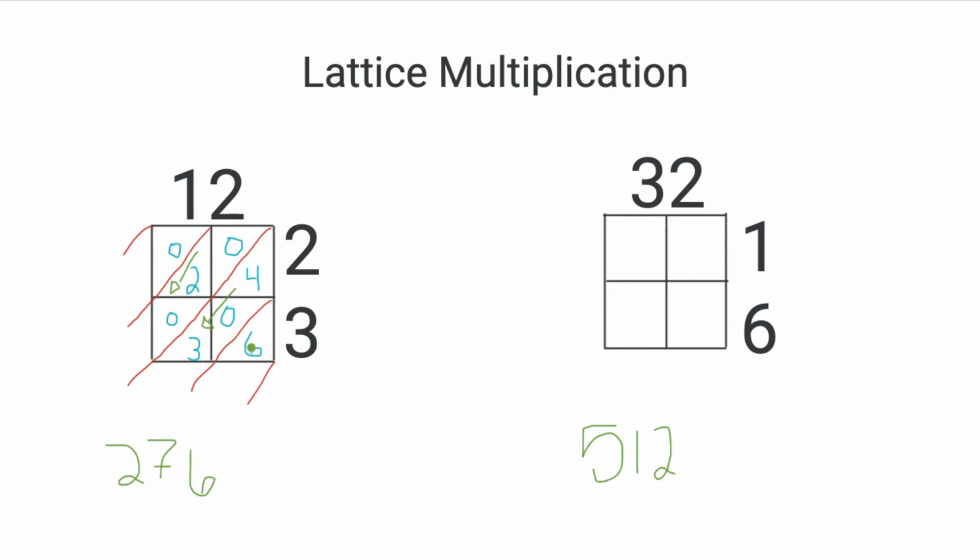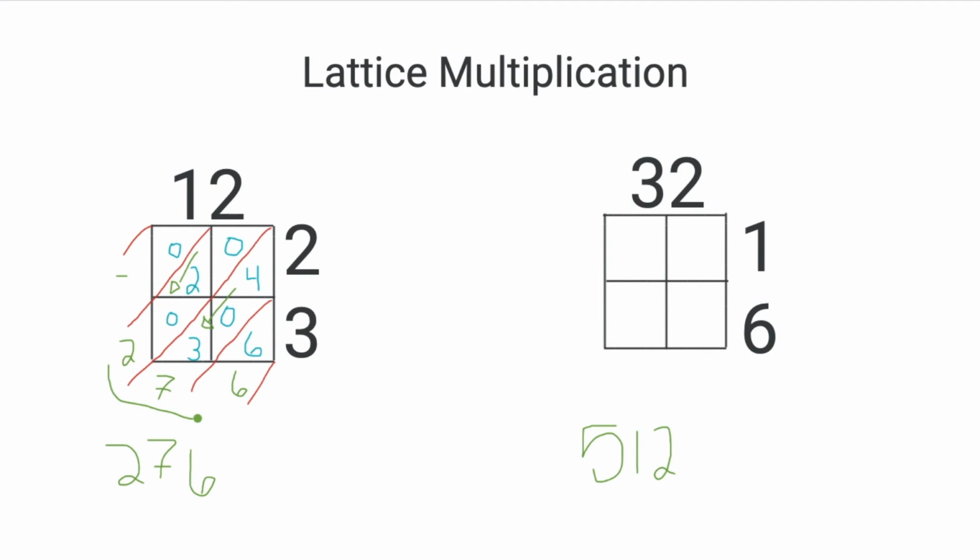In this case, we don't have too many. 6 is on its own, so it's 6. 3 and 4 are together, so they get added to 7. 2 is on its own, and 0, of course, is nothing. And so we end up, if we read it left to right, with our product of 276. We'll get the same answer using a different method.